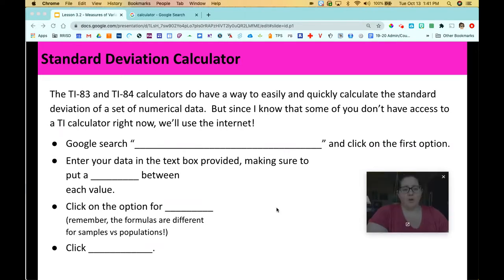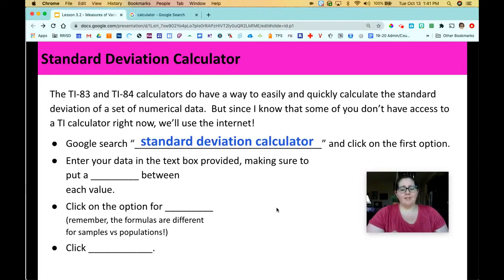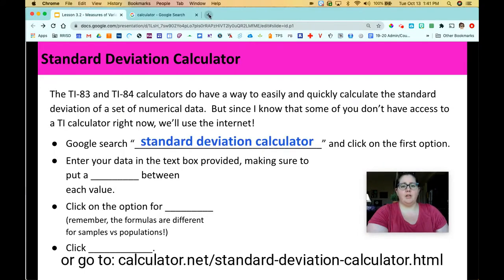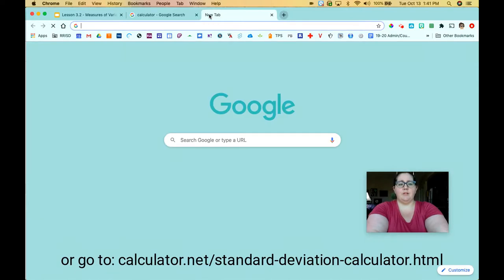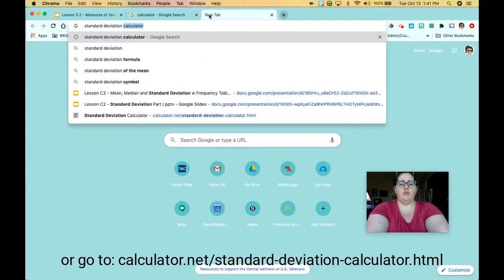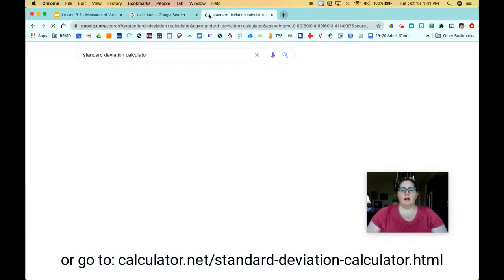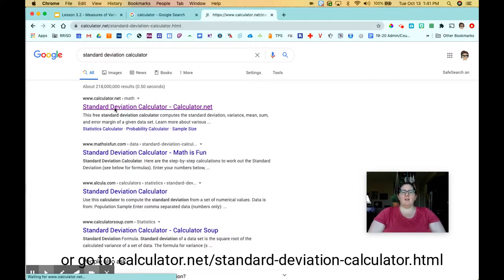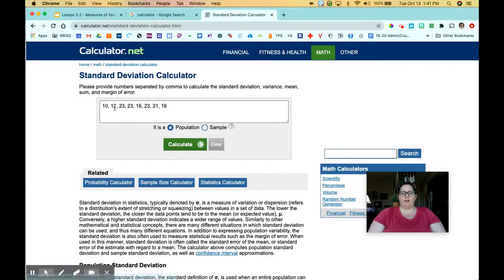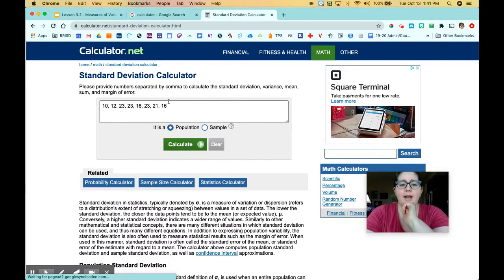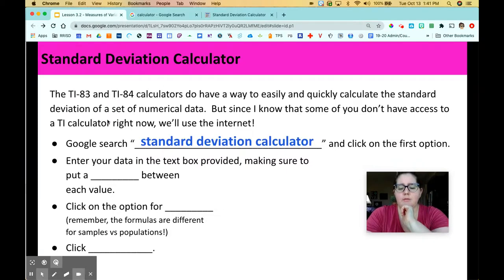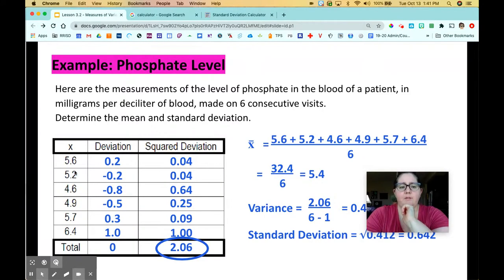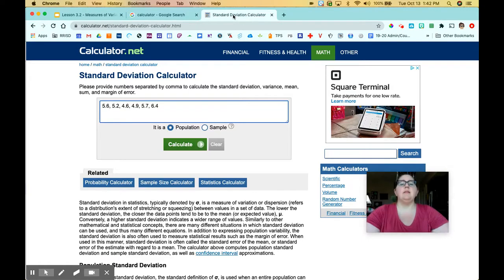So the first step is you're going to Google search standard deviation calculator and click on the first option. So if I go to a new tab and I search standard deviation calculator and then push enter, I'm going to have you guys click on this first one. It should be calculator.net. If it's not the first option, maybe scroll down and find the calculator.net option. Okay, so now I have this little box where I'm going to put my data. So my data is, let's just go back and use our set of data from here. All right, so I've got all of my data typed in.